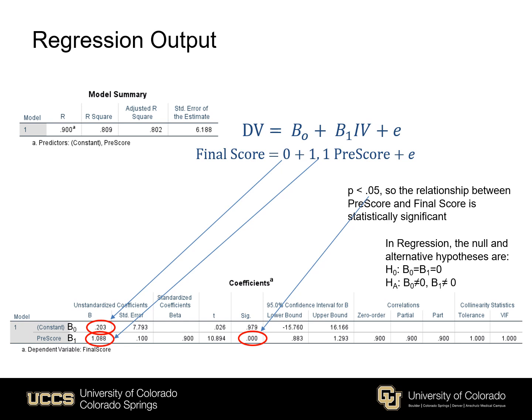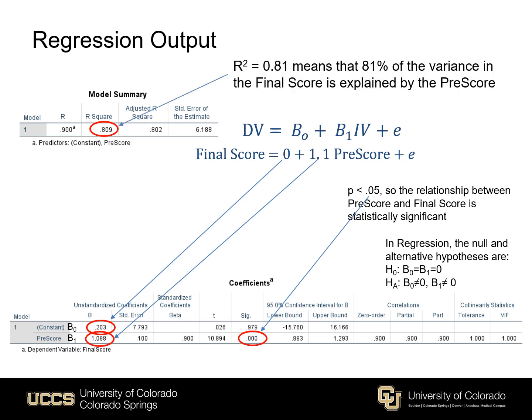One other thing I want to point out comes from the model summary table, and that's the R-square value. This is sometimes referred to as the coefficient of determination. But the interpretation of this R-square value is that 81% of the variance in the final score is explained by the pre-score. And we often use the R-square as a way of knowing whether we have a predictive or explanatory model.